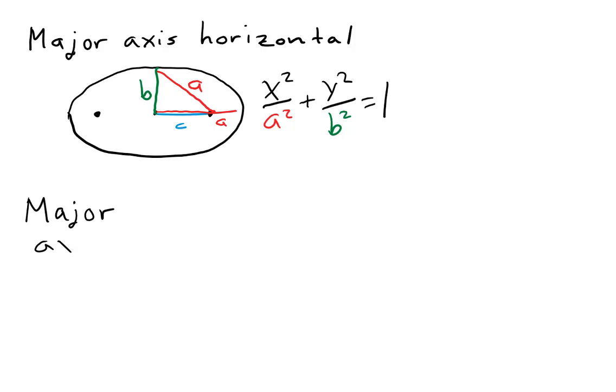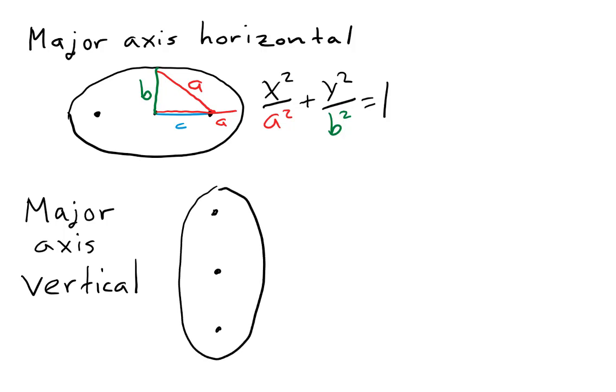Then we graphed an ellipse with the major axis vertical. That ellipse had foci above and below the center rather than to either side. The distance from the center to the focus was still called c, and the distance from the center to the end of the longer axis was still called a, although this time it's a vertical and not a horizontal axis. The distance from a focus to the end of the shorter axis is also a, and the distance from the center to the end of the shorter axis is called b. From this we got an equation, x squared over b squared plus y squared over a squared equals 1.